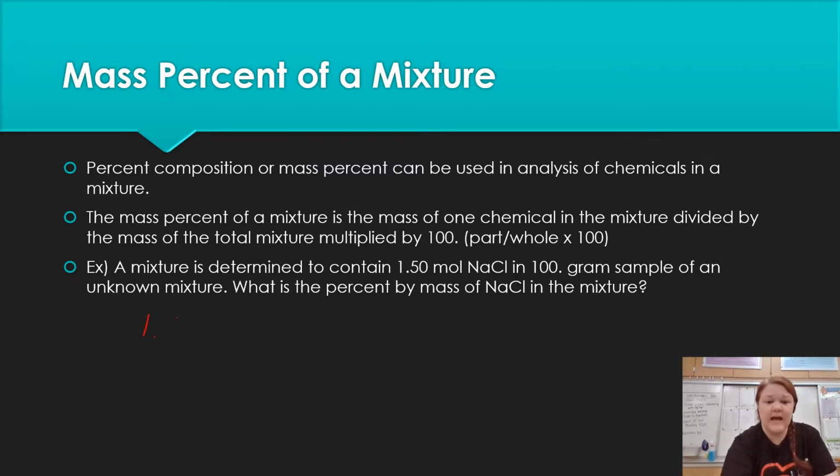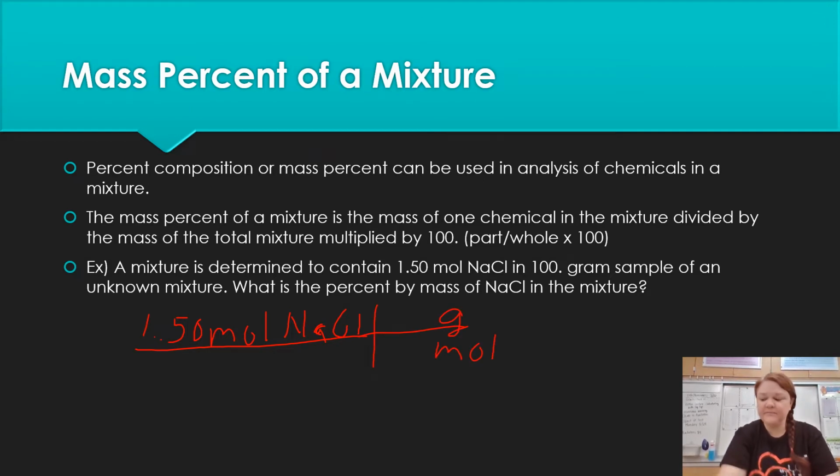So we're going to take our moles of NaCl and get those to grams. Please excuse my handwriting here, I'm just using my finger to write on the screen. So our moles of NaCl, we want to change from moles into grams. We can use our periodic table and our calculator and calculate this.